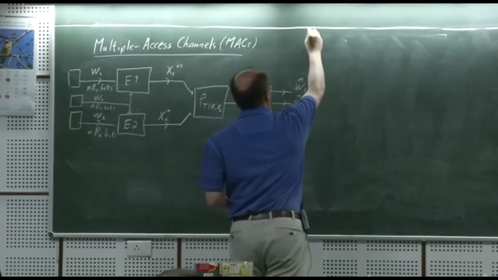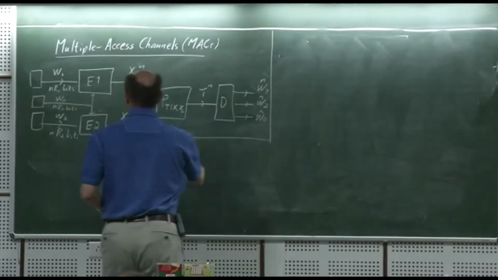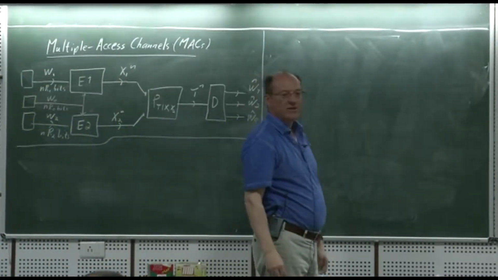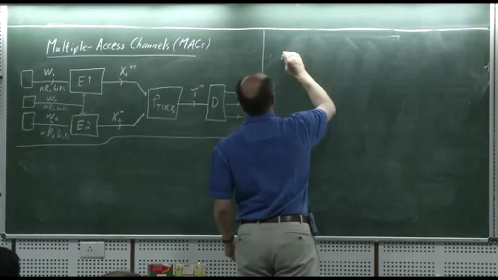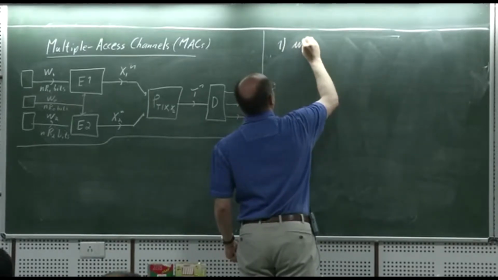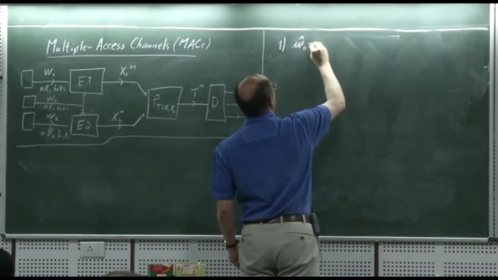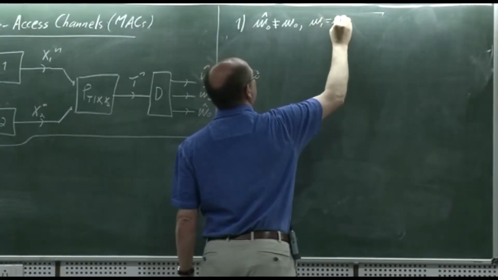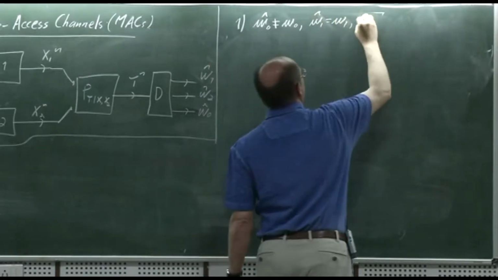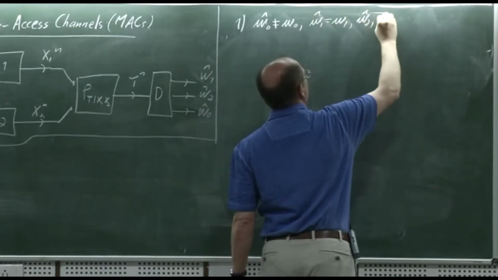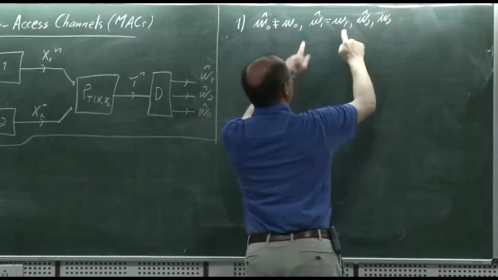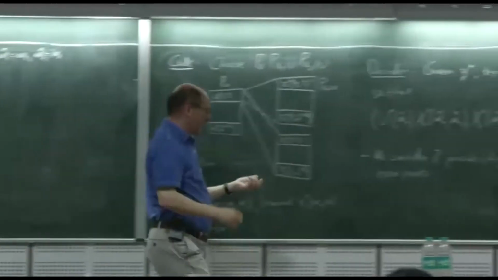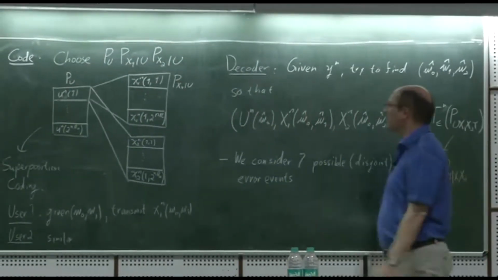Okay, so let's look at the error events. Let's start with the first one. What's the easiest one to start with? Well, let's just look at this one here. W naught hat is not equal to W naught, and let's have W1 equals W1 hat. And so this is the first error event. Suppose the error event is that we got those 2 right, but that one wrong, right? And what's going to happen there? You can quickly take a look.